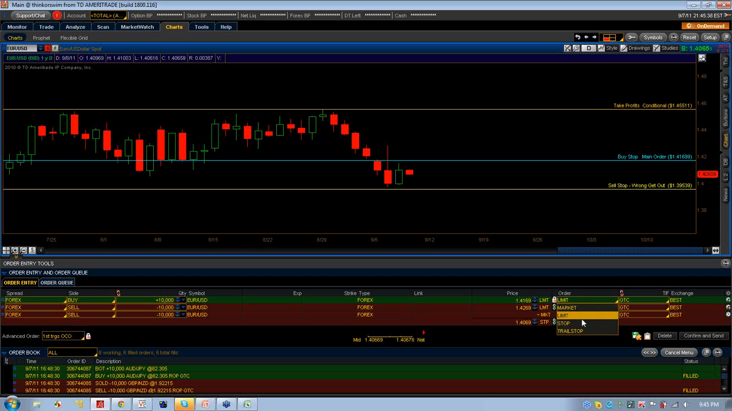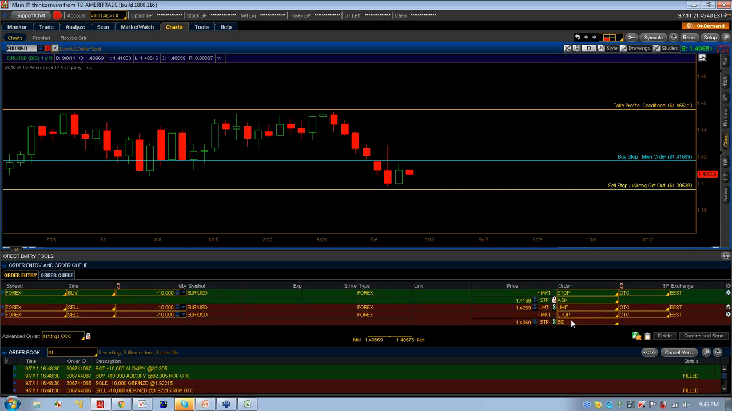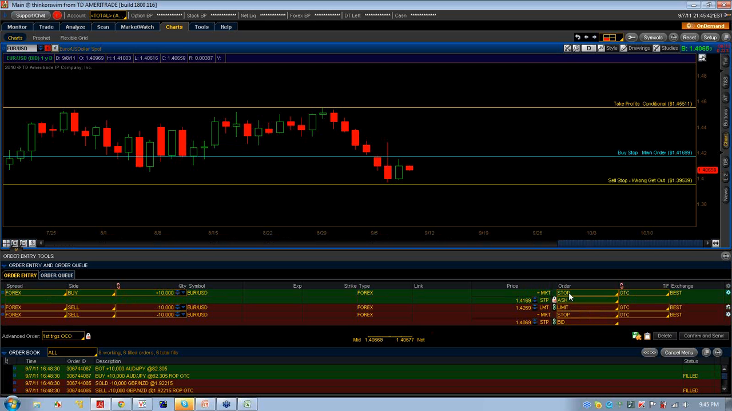In this scenario, I have to change a stop to a limit to a stop. This is a buy stop because what's happening is price is going to go up and then I'm going to buy it. Does that make sense?